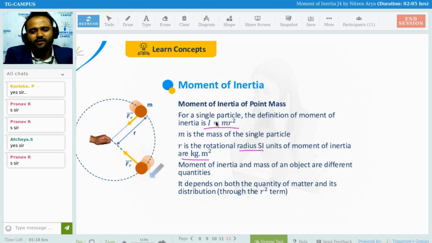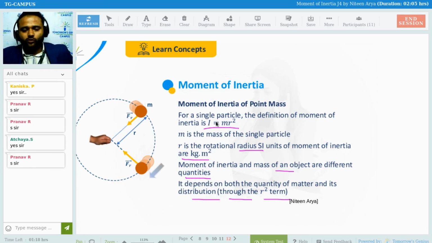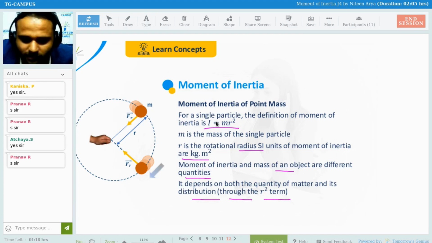Simple, because kilogram is the mass and r squared is meter squared. Moment of inertia and mass of an object are different quantities. It depends on both the quantity of matter and its distribution through the r squared term. Okay, different quantities. Why? Because, as I clearly described to you, it is dependent on the axis also.